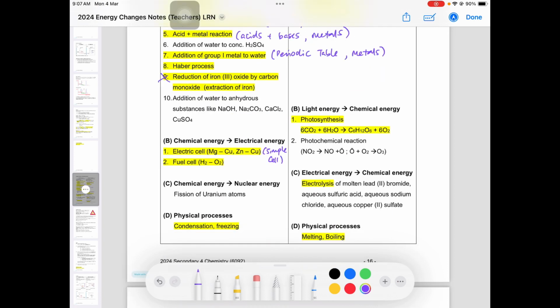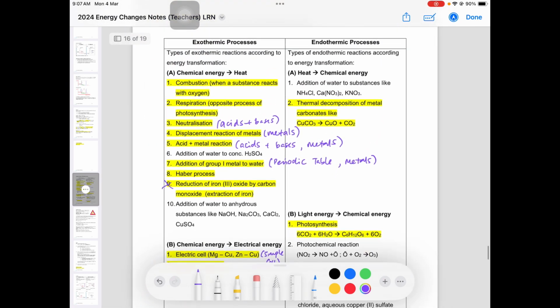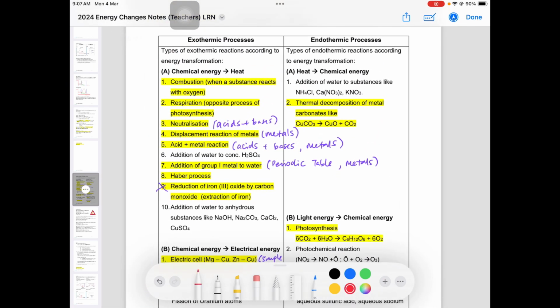Then you have your electric cell, which you learned under simple cells, right? Chemical energy is converted to electrical energy in this case. Something similar would be your hydrogen-oxygen fuel cell. And for the physical processes, condensation and freezing. For the endothermic processes, you do have to know, for example, thermal decomposition of metal carbonates is endothermic.